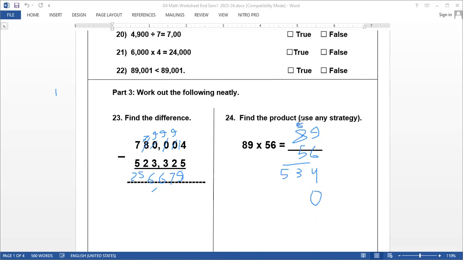Now we erase this. Now 5 times 9, 45. We put 40 up and 5 down. Now 5 multiplied by 8, 40 plus 4, 44. Now we add these two numbers. 4 plus 0, 4. 3 plus 5 equals 8. 5 plus 4 equals 9. And we get the 4 down. So the answer is 4,984.